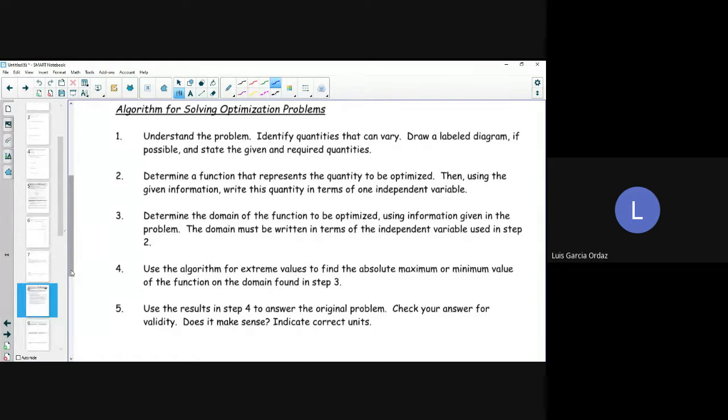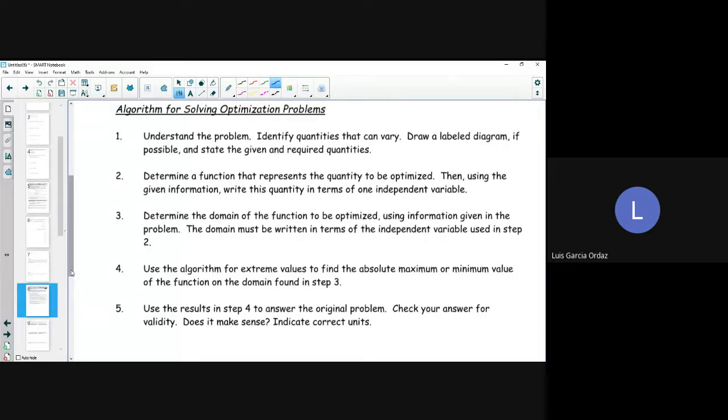So the algorithm, or the steps for solving optimization problems, is, step 1, we want to understand the problem. We want to identify quantities that can vary. We want to draw and label a diagram, if possible, and state the given or required quantities. So basically, write down what you know first.